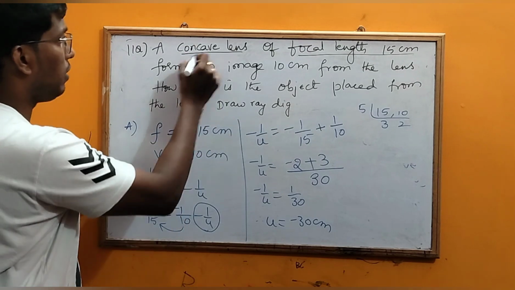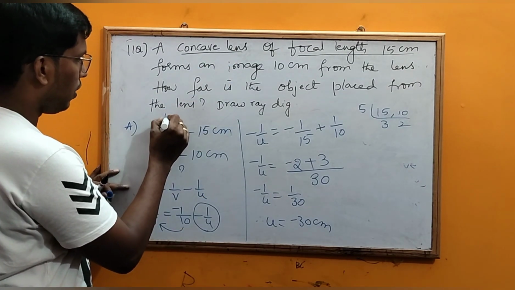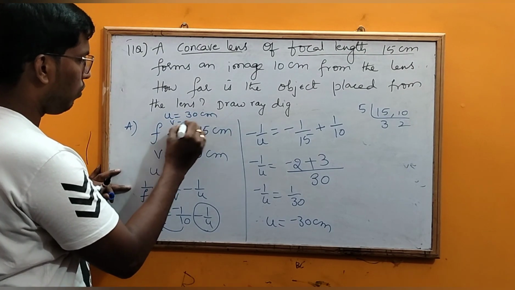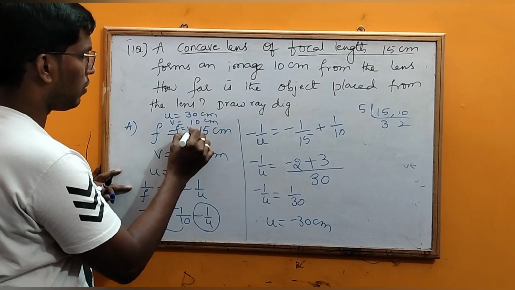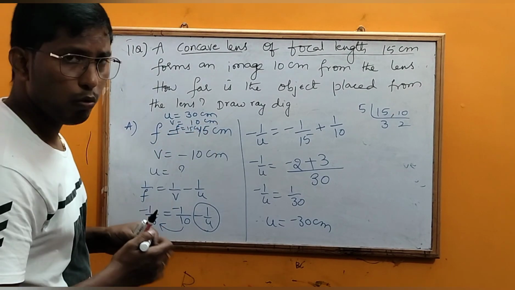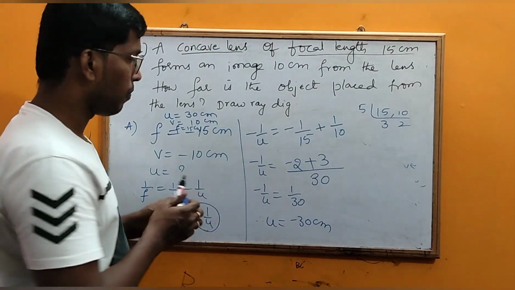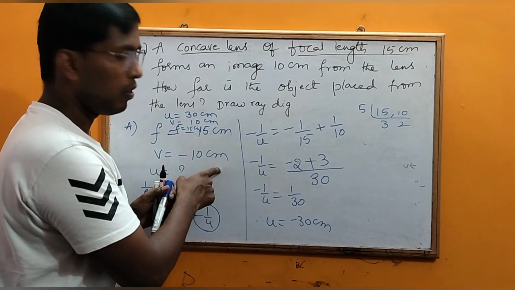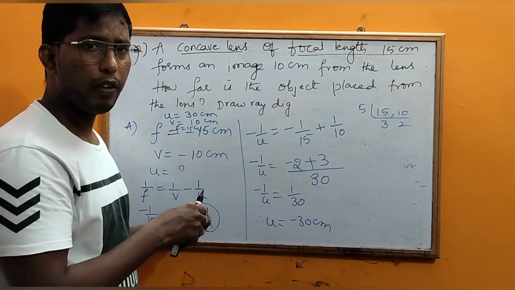Okay, for which lens? Concave lens. Now see here, the u value we got is 30 centimeter, and the v value is 10 centimeter, and the focal length is given as 15 centimeter. Using 30 centimeter and 15 centimeter is not possible in a small book. So what I'll do, I'll consider these values as different values.